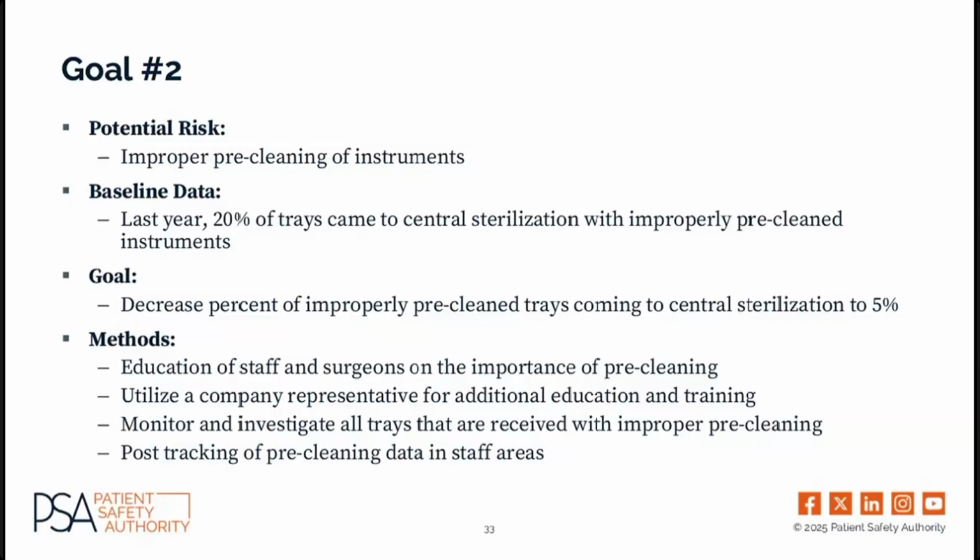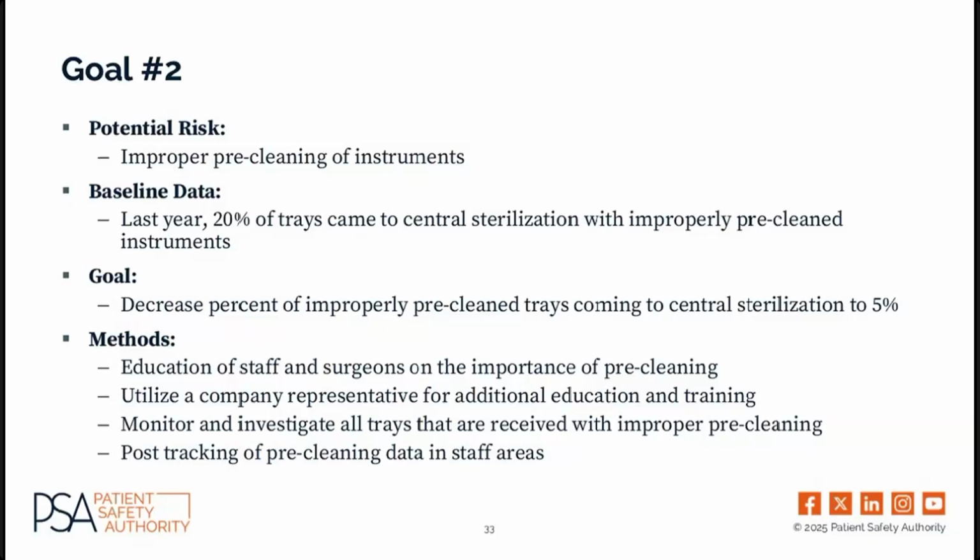And we want to monitor and investigate all trays that are received that don't have proper pre-cleaning. And it's good if you can get staff to let you know when they've got the tray in front of them. You can see exactly what the problems are. We can also take pictures. A lot of times then we can send out pictures to staff to say, this is exactly what we're seeing. This is where we're falling below where we should in our facility. It might also help you identify exactly which ORs it's coming from, or if it's specific staff that are struggling with this, so you can have more targeted interventions.